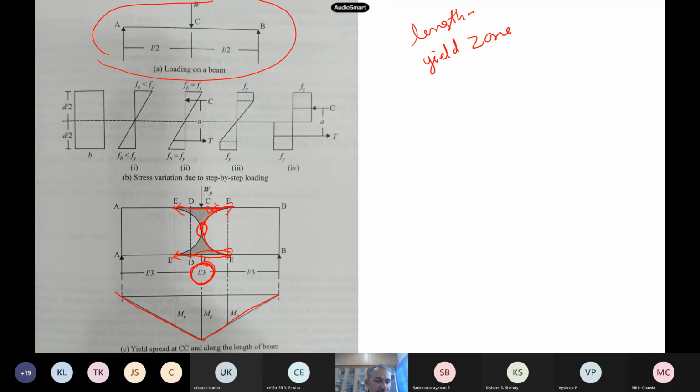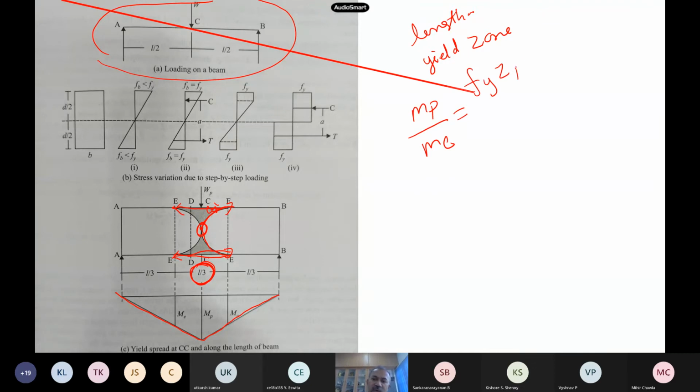So you can find out, by similar triangles, Mp by Me. So what is Mp by Me? This is Fy into Zp. This is Fy into Ze. So this cancels, giving Zp by Ze for the rectangular cross section. So what is Zp by Ze?